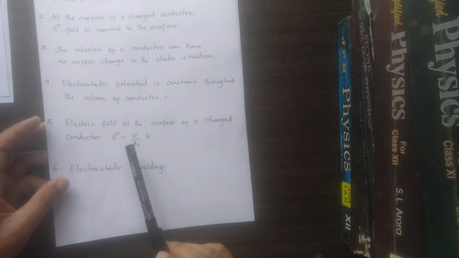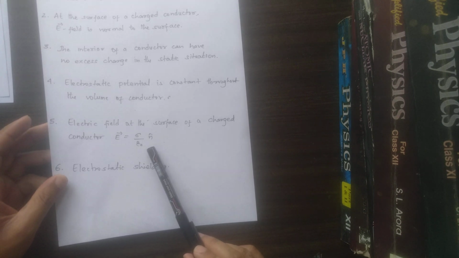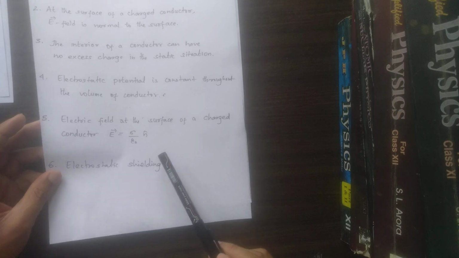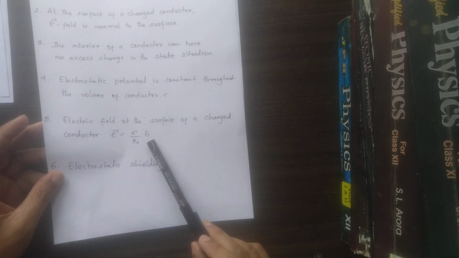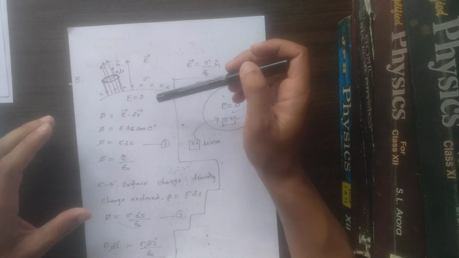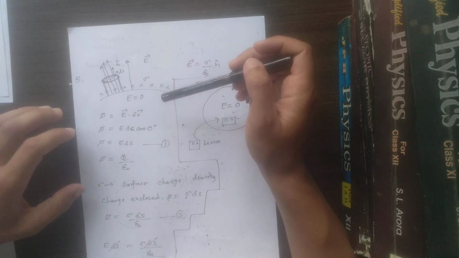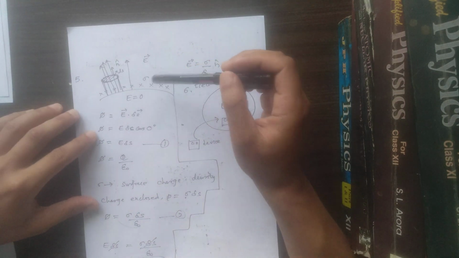So now the fifth point is: the electric field at the surface of a charged conductor is E equals sigma divided by epsilon 0, and its direction is normal to the surface. I did it before, but my phone slept, so I couldn't capture this lesson. So I'm going to teach you now.